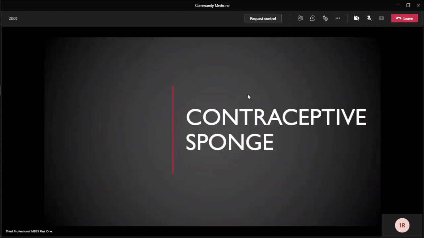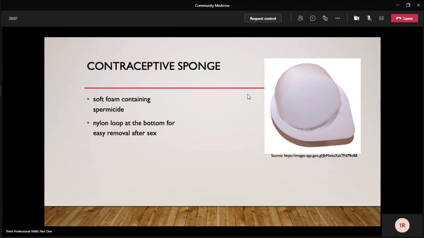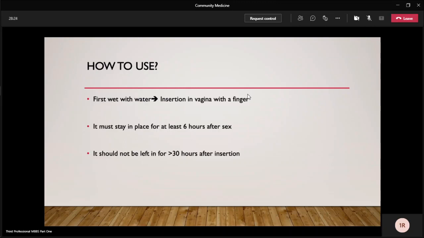Next is the contraceptive sponge. This is a picture of a contraceptive sponge. It's soft foam containing spermicide, with a nylon loop attached at the bottom so that it can be removed after the sexual activity. Its usage method is: first it has to be wet with water, then inserted into the vagina with a finger. It must stay in place at least 6 hours after the sexual act, and it should not be left for more than 30 hours after insertion.